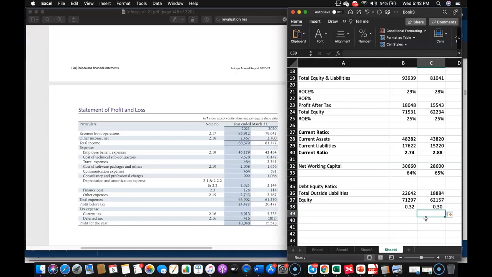So what this ratio means? This ratio means for every 1 rupee of equity, they have a debt of only 32 paise. In the previous year, it was 30 paise. In the current year, this has increased slightly. Yeah, you could see that total outside liabilities has increased over the previous year, but still it is a really comfortable situation. That's about debt equity ratio.